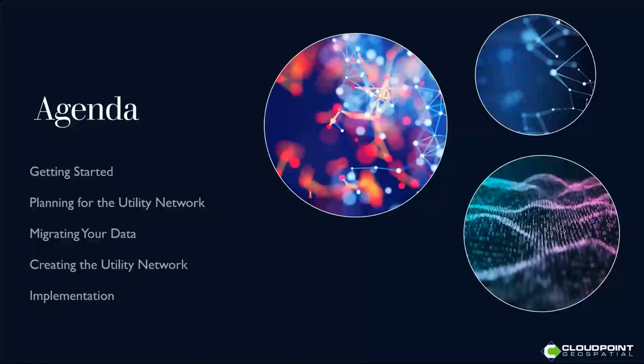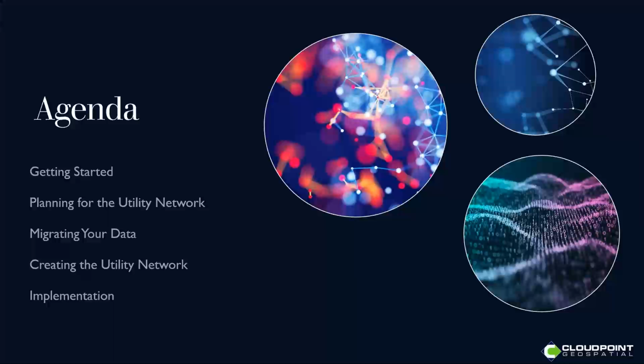So through my work with the utility network, I have identified some key stages and structured the presentation accordingly. So the first main stage is planning. What data do I have and how will that data fit into the new schema? What level of detail am I looking for? In other words, how closely do I want to model the real world?